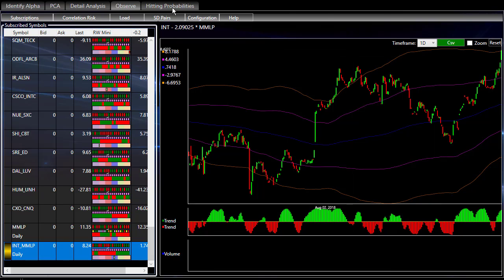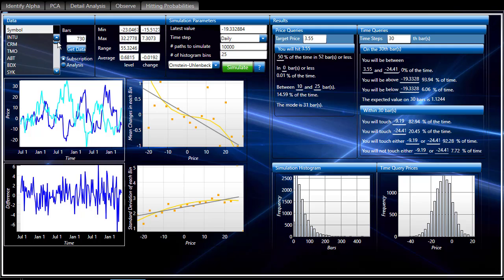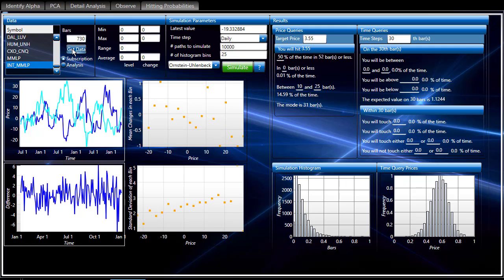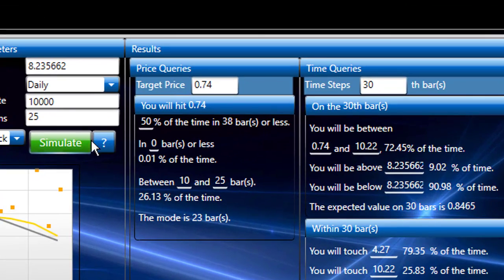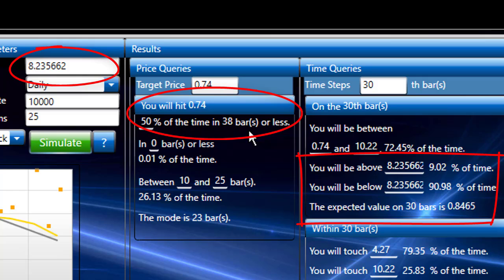Let's take a look at the hitting probabilities. Mean reversion is indicated in a strong way. Let's run the Monte Carlo simulation. And the latest value being 8.24, let's say. It's saying we're going to be below that number 91% of the time. That's pretty strong numbers. It's saying that we're going to get back to the mean half the time in 38 bars, but the mode being 23. So these are good enough numbers. I like this. We're going to make this the recommendation.